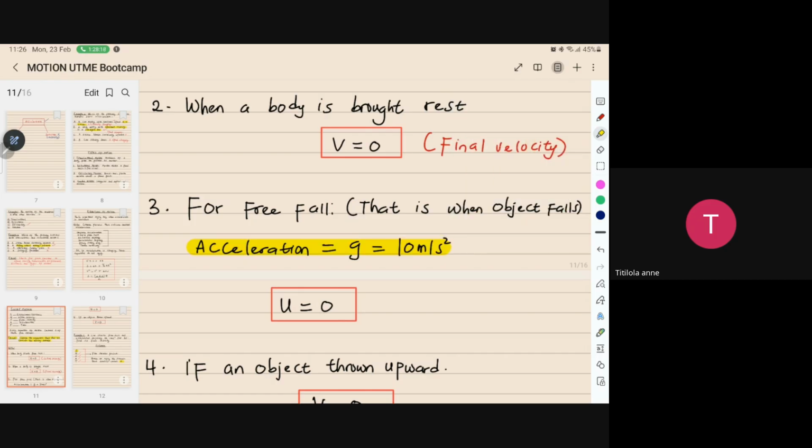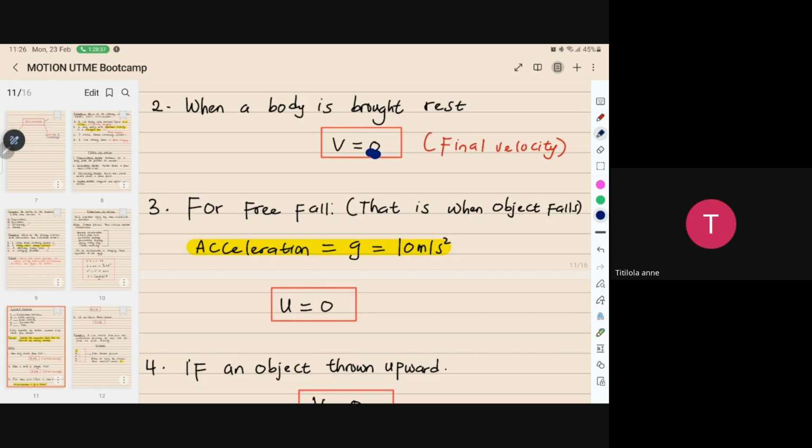And for that free fall, u is equal to 0. Initial velocity is always equal to 0 for a free fall. Even if they don't say it, once you hear free fall, it means that the initial velocity there is equal to 0 and acceleration will be 10, which means for a question that has to do with free fall, 2 variables have been given already.